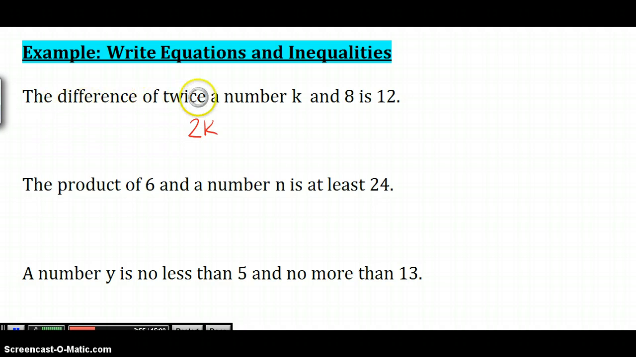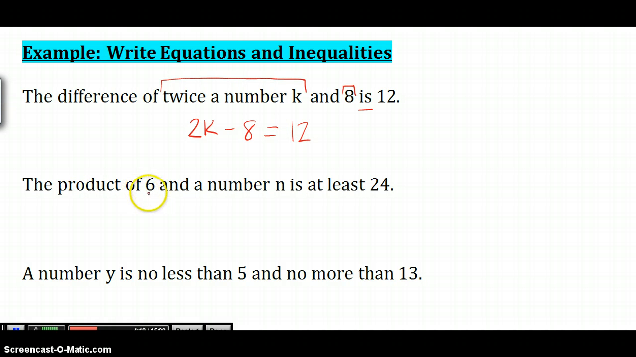The difference of twice a number k and 8, so the difference between twice a number and 8, difference meaning subtraction. So the difference between those two is, whenever you see is, that means equal. And it's equal to 12. Let's try the next one.